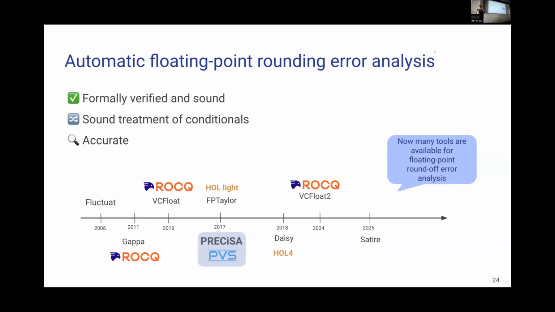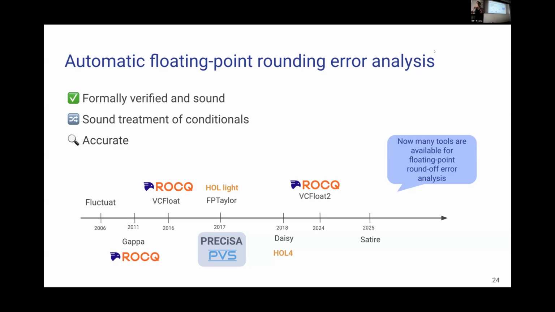First of all, we wanted formally verified and sound bounds. So we wanted to have an externally checkable certificate in PVS or any theorem prover. We wanted some treatment of conditionals. So in the example I showed you at the beginning, we saw how conditionals can really throw off the computation in floating point, and we want it to be accurate.